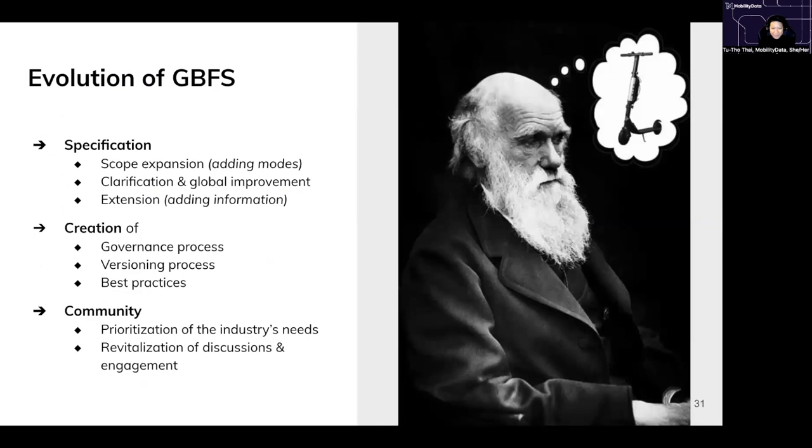Throughout the years, GBFS has changed and has evolved quite a lot. Again, as I said, to adapt to the different needs of the industry, its scope extended. It started with bikes and now it encompasses way more, so scooters, for example. We also worked a lot on clarifying the specification to make sure that the English language that was used was consistent, but also easy to understand for people who are non-native. And we added more information to be represented in GBFS. So that's what we call extensions of the specification. We, throughout the years, also created or stabilized the governance process. The rules were unspoken. We simply put them in a document and make sure that everyone agreed with them.